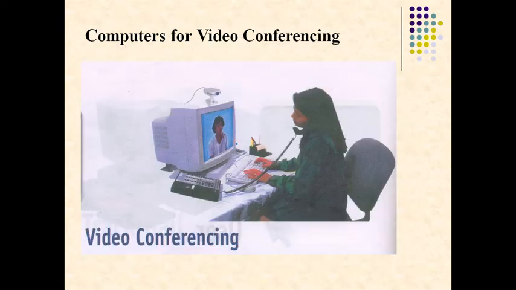Computer for video conferencing. Okay students, you can see here a camera, this is called a webcam. On top of the computer, she has put a webcam and she is sitting in front of the system and talking to a person, where this webcam captures her picture and transmits it there. This is called video conferencing. Computers for video conferencing.